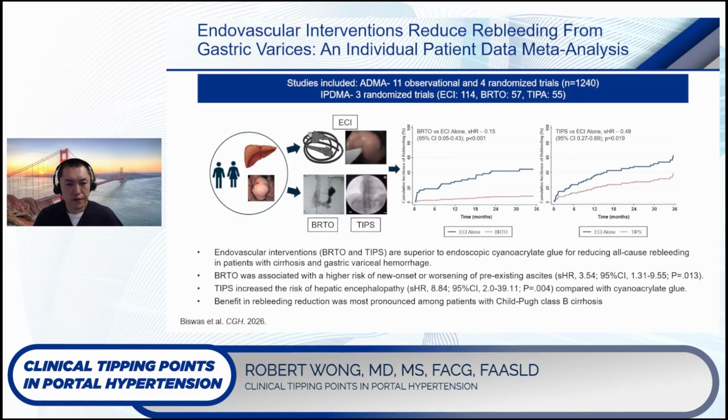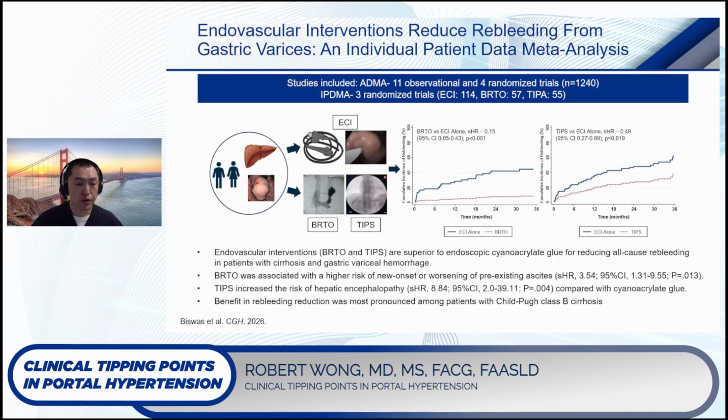There are a lot of smaller studies, and this is a very nice recent paper published just this year that tried to combine all of these studies that evaluated these different approaches for bleeding from varices into a meta-analysis. They did both an aggregated data meta-analysis as well as individual patient data meta-analyses, and they compared endoscopic cyanoacrylate glue injection, BRTO, and TIPS. And you can see from the two figures on the right, compared to cyanoacrylate alone, both BRTO and TIPS were associated with lower risk of rebleeding.